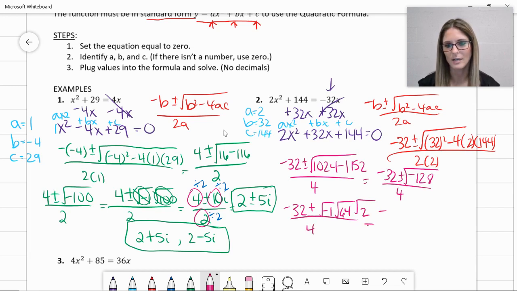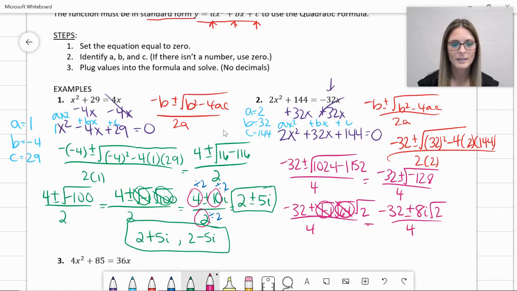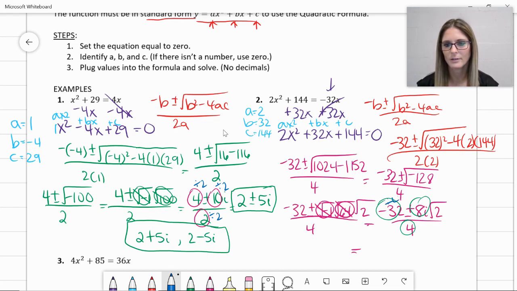So let's clean up those radicals. A negative 32 plus or minus, I've got an i, I've got an 8. That makes 8i, radical 2, over 4. If you can, you must simplify these numbers together. And we can, so we will. It looks like they are all divisible by 4.